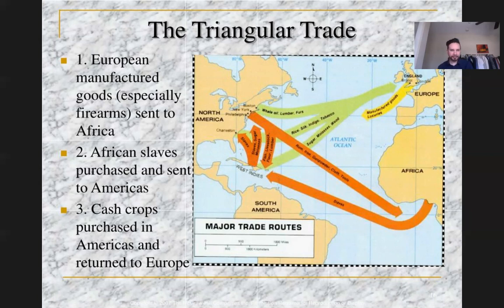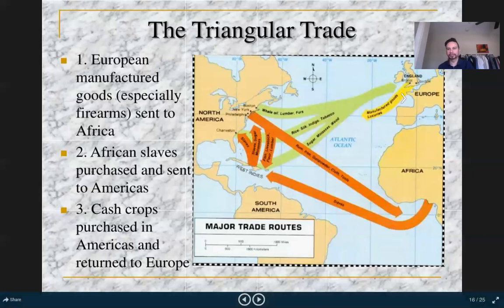Sometimes you would take these raw goods back to Europe to be made into processed, manufactured goods. So maybe you take the wood from North America to build ships in England, or you would take spices or sugar from the West Indies to make something else in Europe. African slaves were purchased and sent to the Americas, and then cash crops were purchased in the Americas and returned to Europe. So this is this triangle between Europe, the Americas, and Africa.